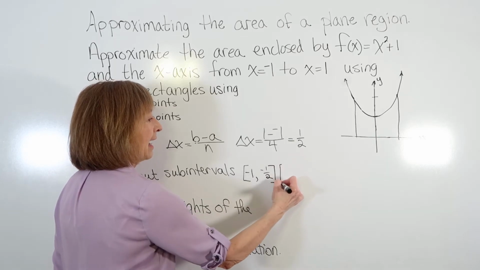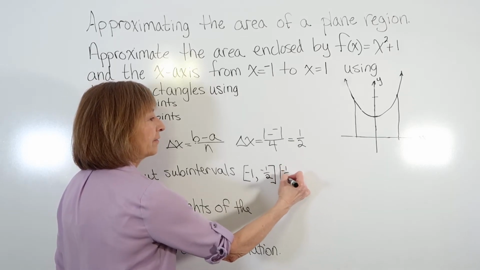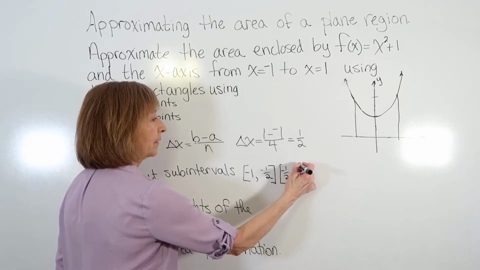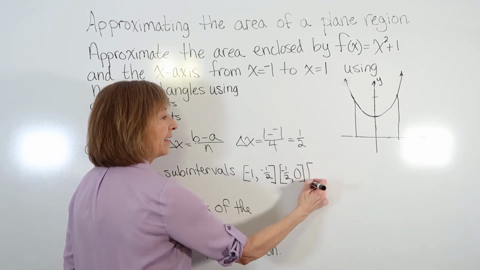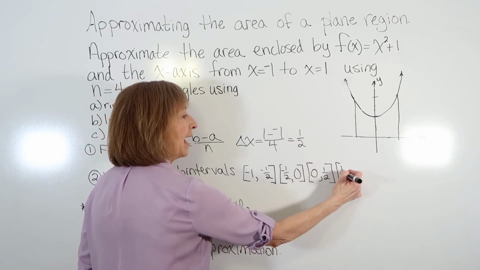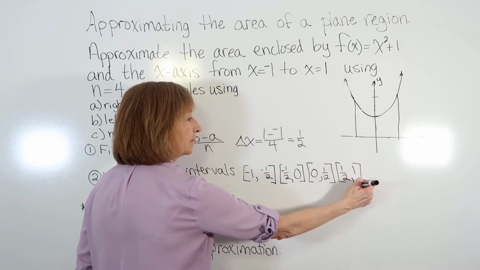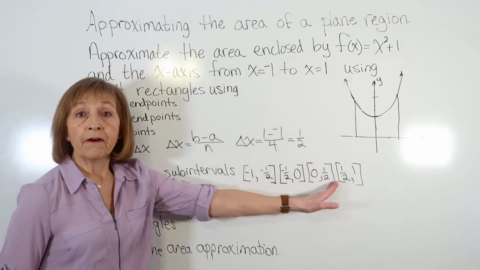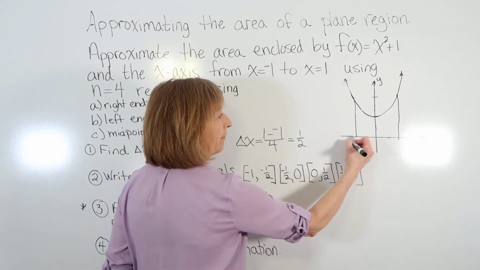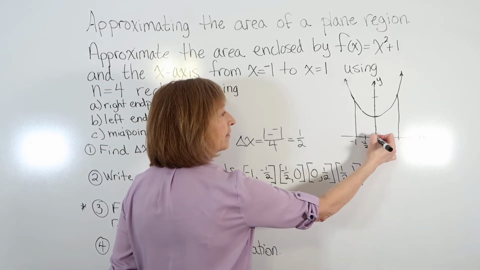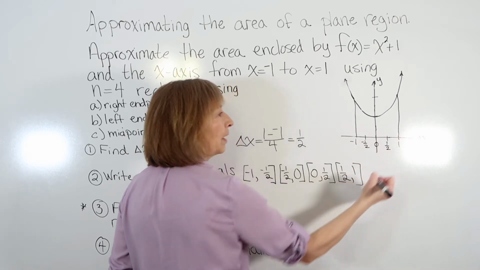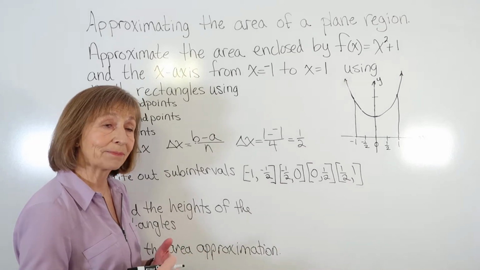And then I have -1/2 to, well, -1/2 plus a half is 0. And then I have 0 to 1/2. Then 1/2 plus a half is 1. So those are the 4 subintervals that I would get for this particular example. So I've got -1, -1/2, and then 0, and then +1/2, and then 1 along my x-axis.